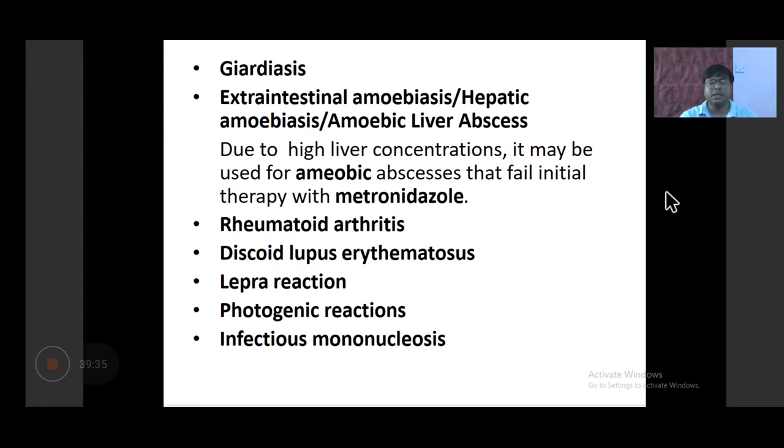Then in rheumatoid arthritis, as I said, anti-inflammatory property is there. So in rheumatoid arthritis, you will find chloroquine. Also in discoid lupus erythematosus, lepra reaction, photogenic reactions, infectious mononucleosis. So please remember these extra indications of chloroquine, which is a very commonly asked question in your theory as well as in your viva. So giardiasis, amoebiasis, rheumatoid arthritis, DLE, lepra reaction, photogenic reactions, and infectious mononucleosis are other indications for the use of chloroquine.